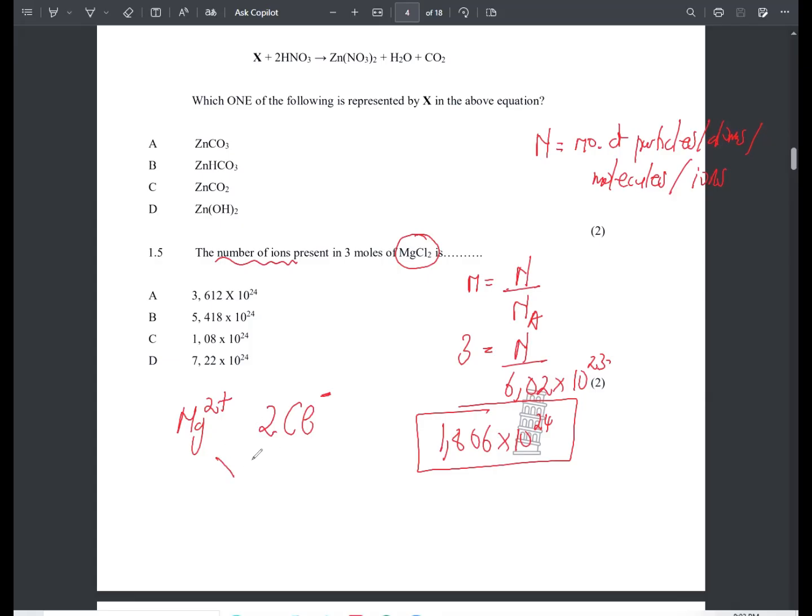So all in all, how many ions do we have in magnesium chloride? It's actually 3 ions. So what must we do if we want to calculate the number of ions present here? We must take this number and multiply it further by 3 so that we can find out the number of ions present. So if we take that and multiply it by 3, we have 5.418 times 10 to the exponent of 24, which our option here would have to be what? B. Okay, so nice one.